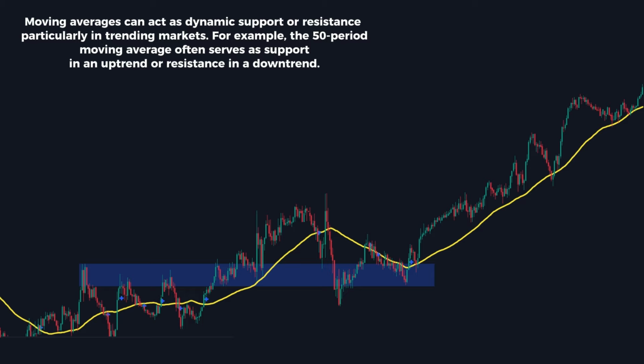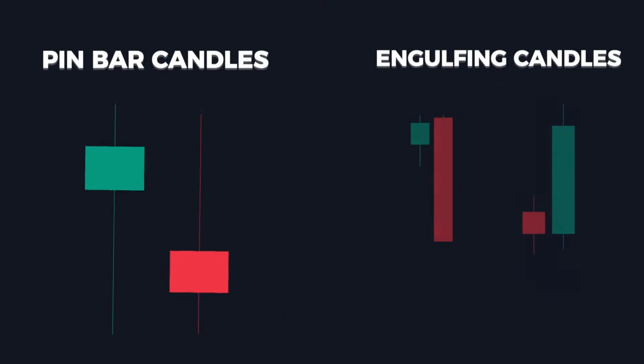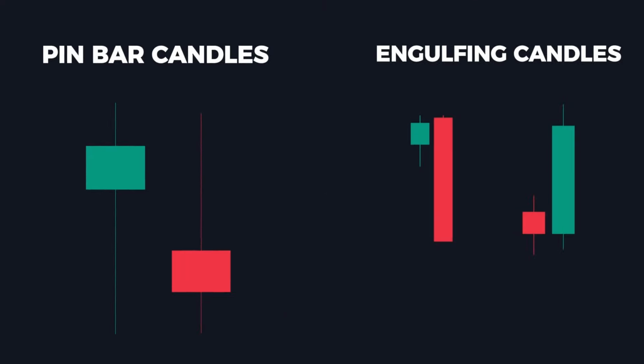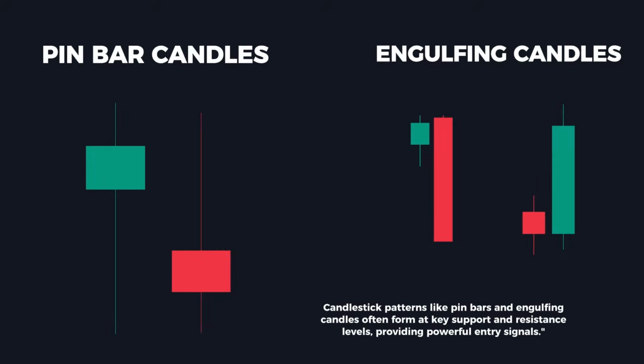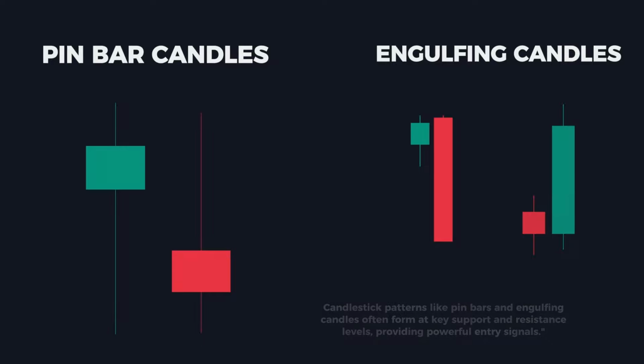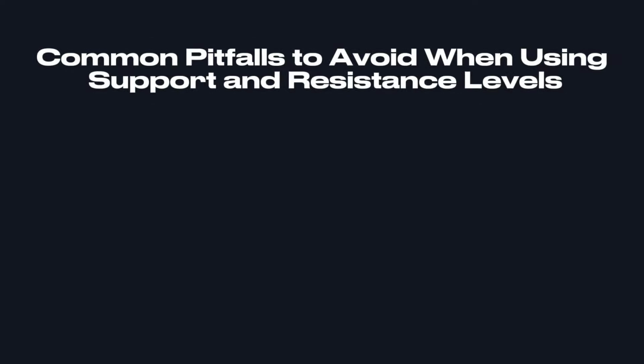For example, the 50-period moving average often serves as support in an uptrend or resistance in a downtrend. Price action patterns. Candlestick patterns like pin bars and engulfing candles often form at key support and resistance levels, providing powerful entry signals. Common pitfalls to avoid when using support and resistance levels.